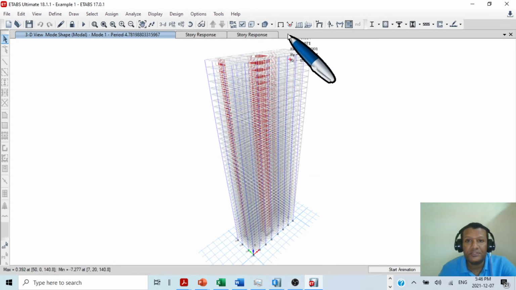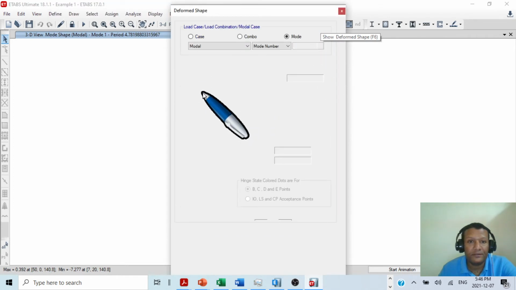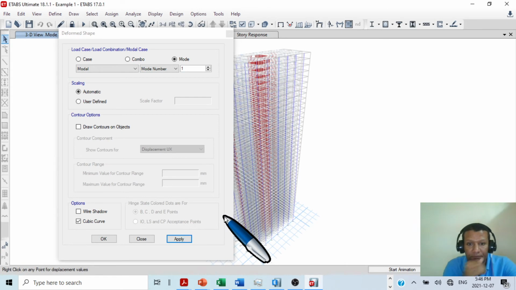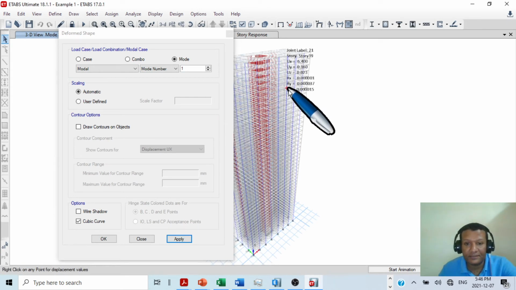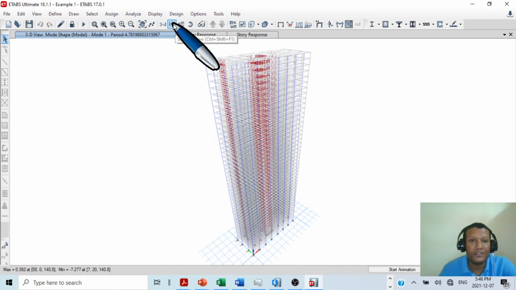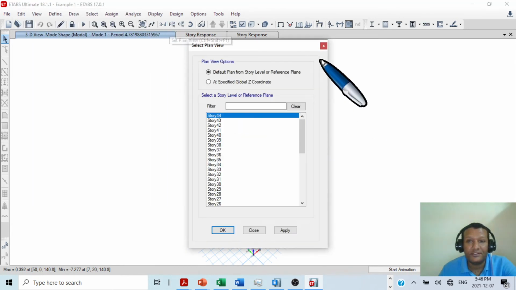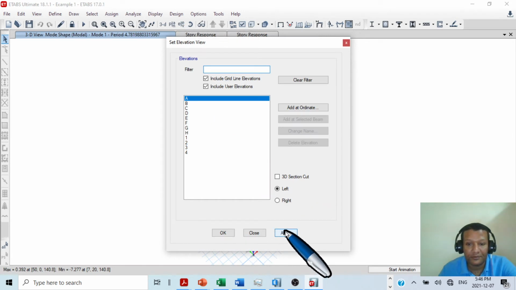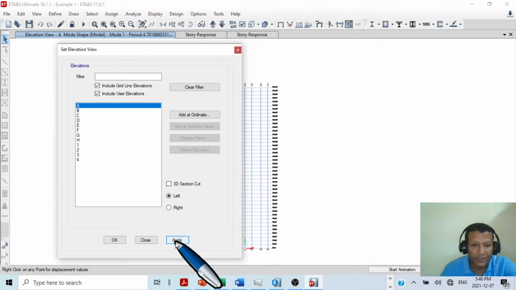So if you see here, go here, modal analysis, first mode, apply. This is the first mode, and the second mode and the third mode also the same way, but instead of 3D, let's make it elevation to make it clear. Apply, okay, apply, close.